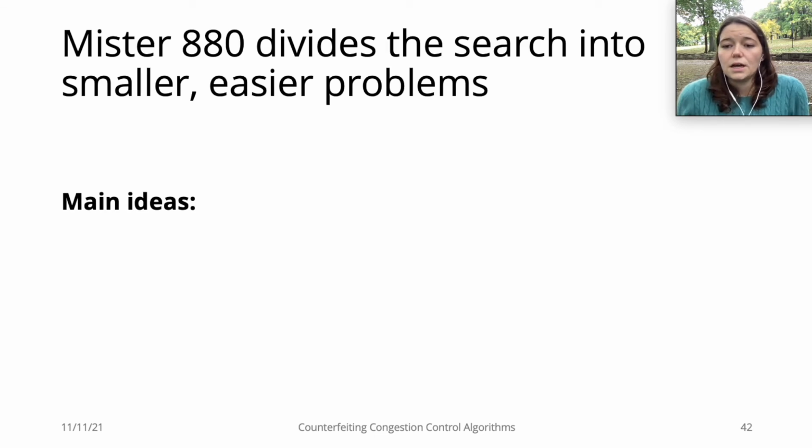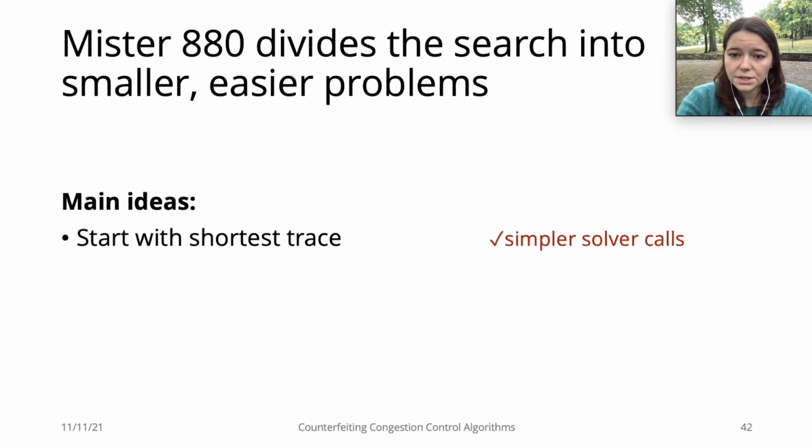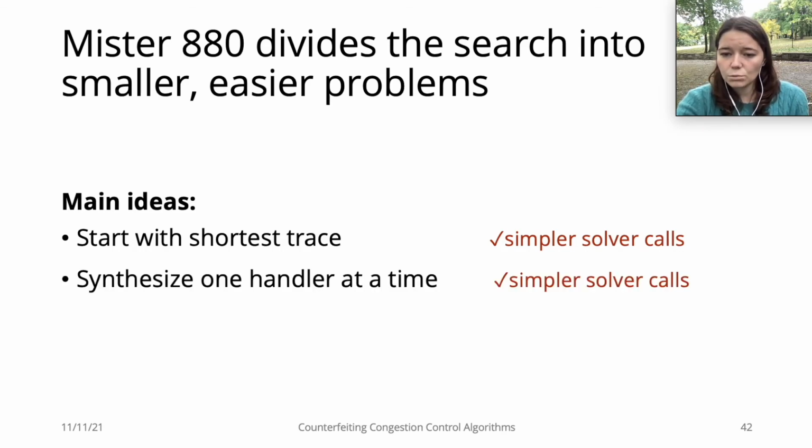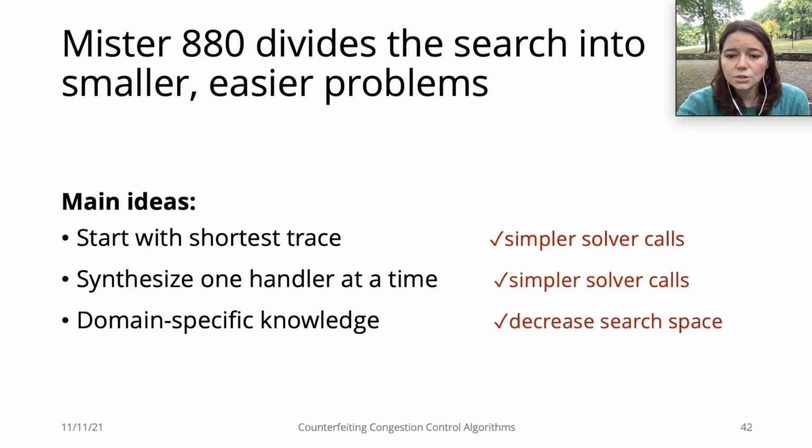To summarize, to make the CCA synthesis problem more tractable, we implemented some improvements in Mr. 880. We start our synthesis process considering only the shortest trace, and we synthesize one handler at a time. Together, these 2 ideas contribute to simpler solver calls. Besides, we use domain-specific knowledge to remove handlers from the search space, thus making fewer calls to the solver.